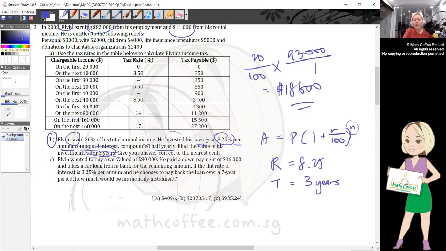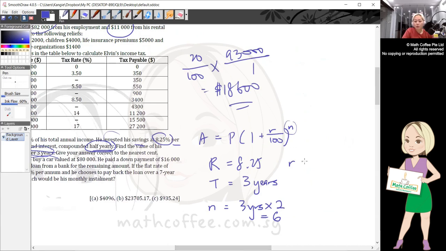It is compound half yearly. It means 1 year I compound 2 times. Okay, and for 3 years, it means 3 times 2, I compound 6 times. So my n is equal to 6. Better to put 3 years multiplied by 2, which is 6. Next, my small r. So what is my small r?